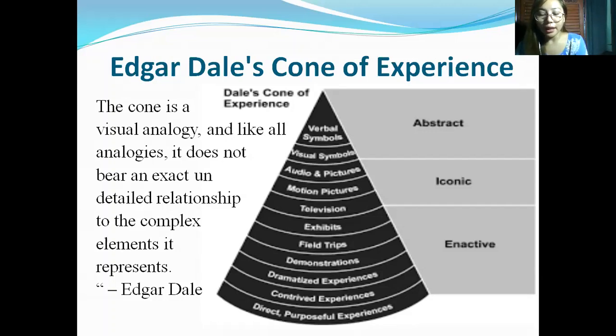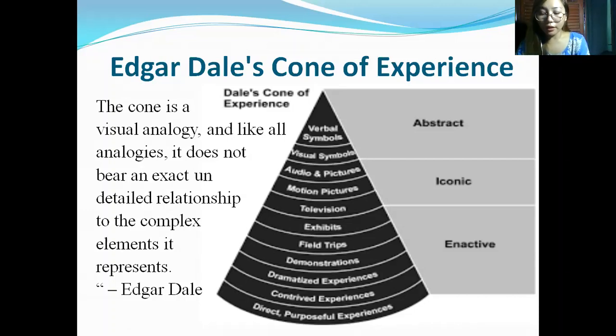There are 3 levels in the learning process. So first is the enactive. Next, or the second, is the iconic, which is the representation. And the last is the symbolic or the abstract. It involves words and visual symbols.